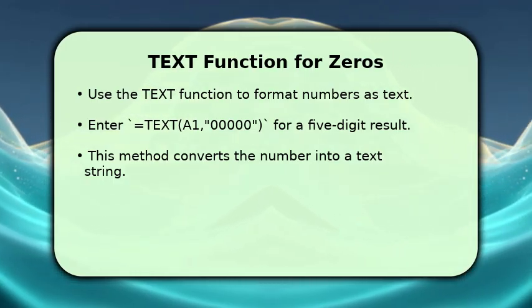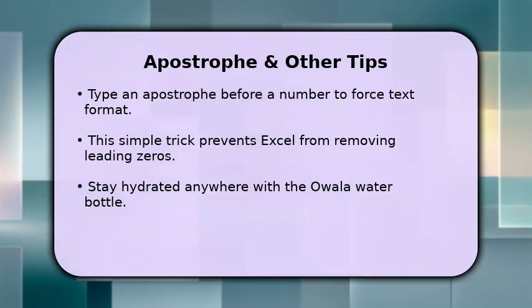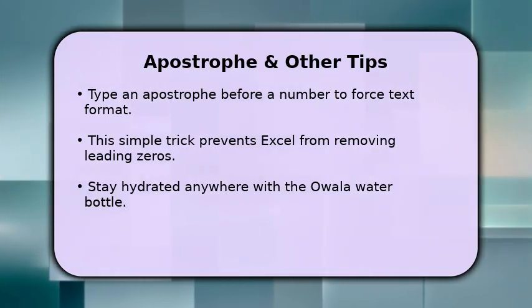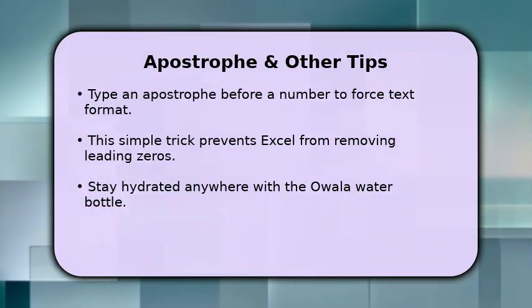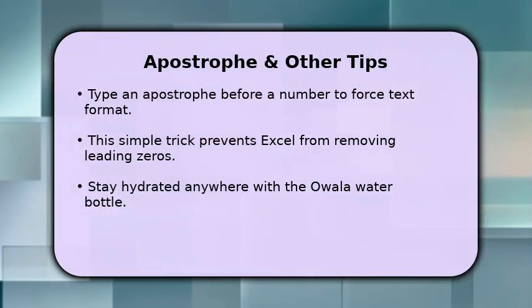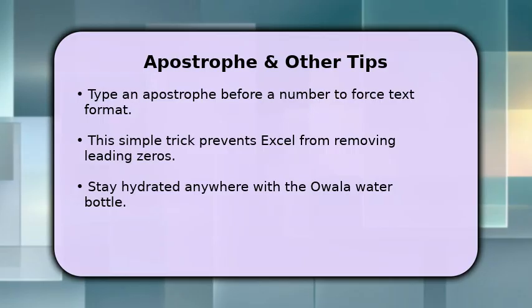data entry. Finally, the simplest trick is to type an apostrophe before your number. This tells Excel to treat the entry as text, preserving any leading zeros you type. It's quick and effective for individual entries.